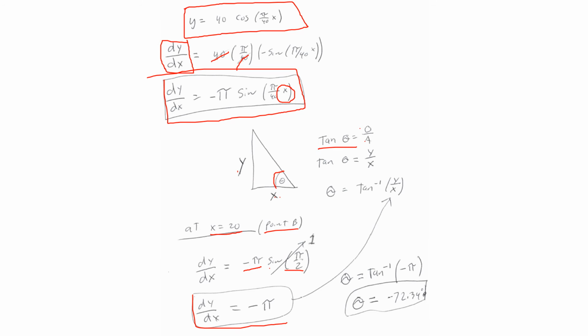So dy dx is equal to negative pi, and if we plug that in and solve for theta, theta is equal to the inverse tangent of our dy dx, which is negative pi, or theta is equal to negative 72.34 degrees.